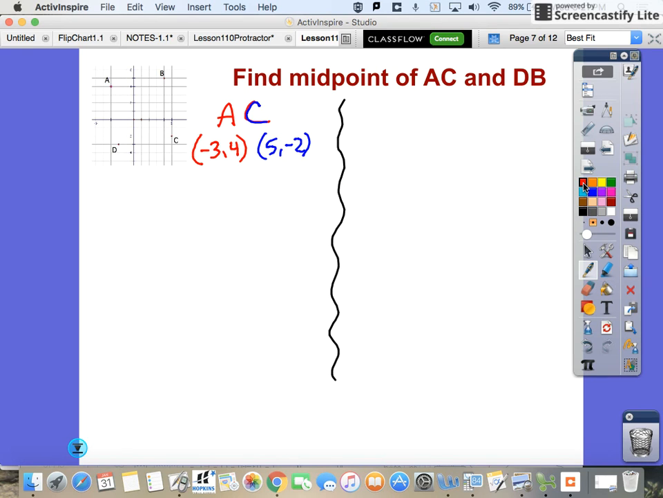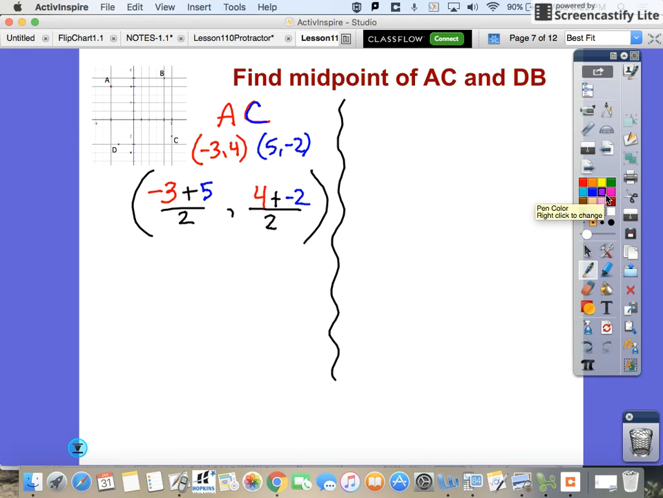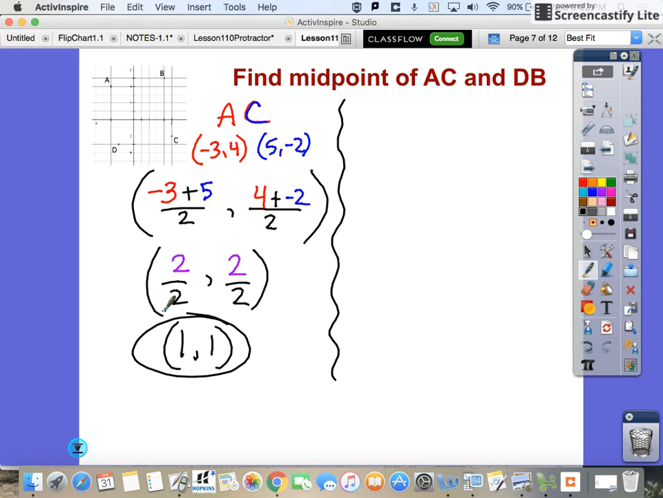To find the midpoint, again, remember you add up the x's, so -3 plus 5 divided by 2. Then for the y's, you again add them and divide by 2. So we've got 4 plus -2. -3 plus 5 is 2. 4 plus -2 is 2. We still have to cut them in half. 2 divided by 2 is 1. 2 divided by 2 is 1. This is the midpoint of AC.